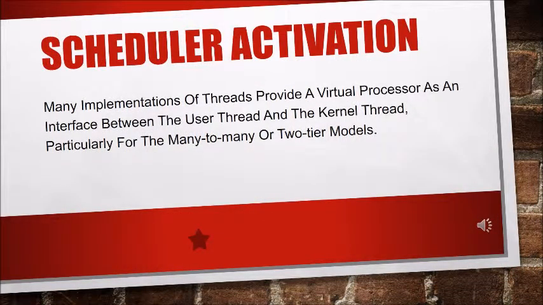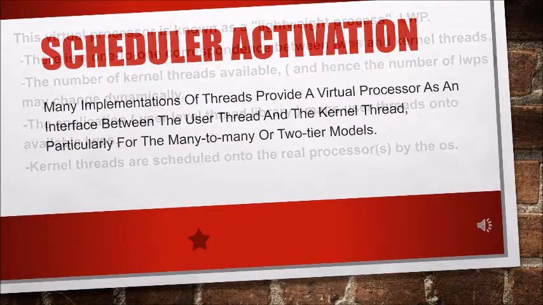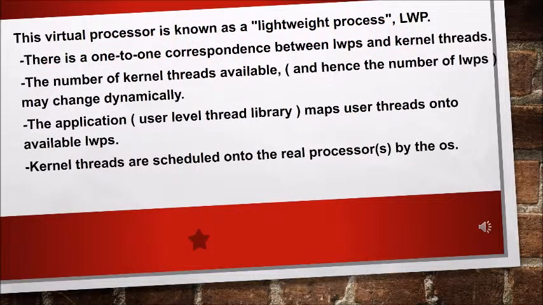Okay, for the last thread issue is scheduler activation. Many implementations of threads provide a virtual processor as an interface between the user and kernel thread for the many-to-many or two-tier model. This virtual processor is known as a lightweight process or LWP.